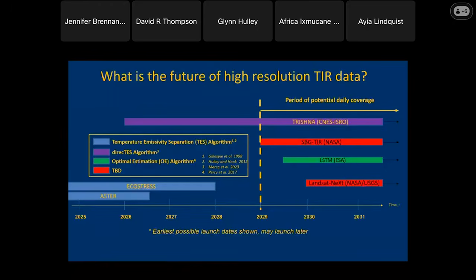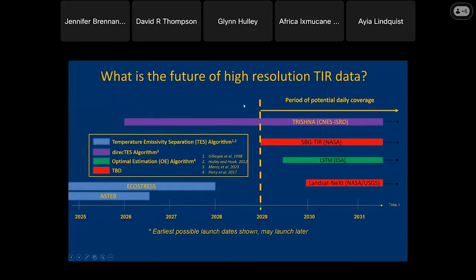Then just to end off, what is the future of high spatial resolution multispectral thermal infrared data? Well, this is just a schematic showing what is currently flying. So we have ECOSTRESS and ASTER here, which will end pretty soon in 2026 and 2028 respectively. ECOSTRESS we expect to be up there until the ISS is actually decommissioned. So that could be 2028, 2029, roughly in that time frame.